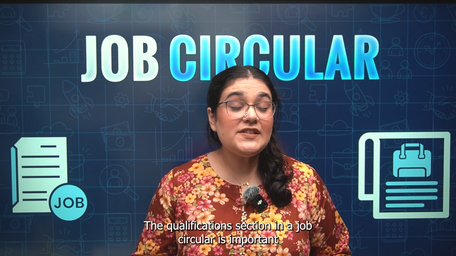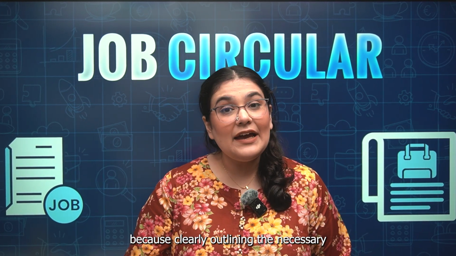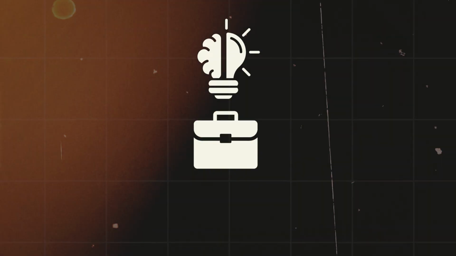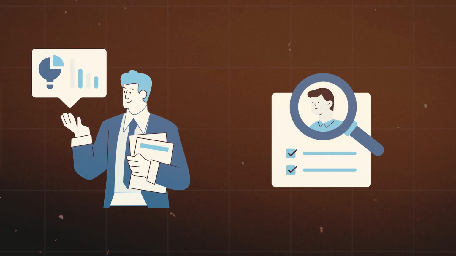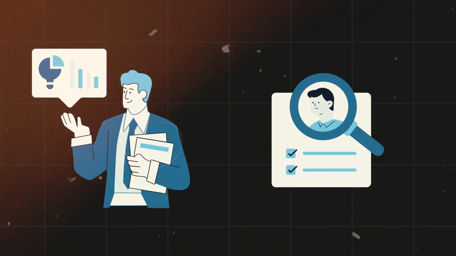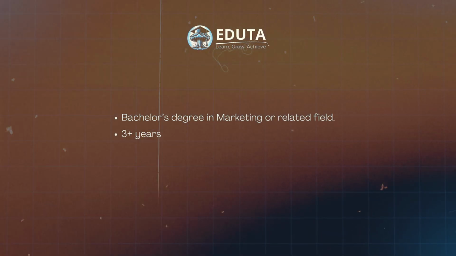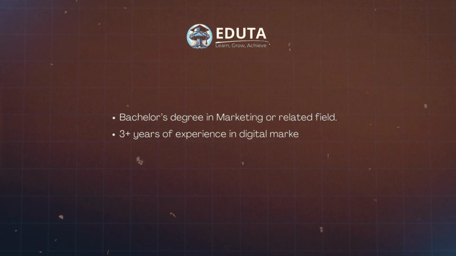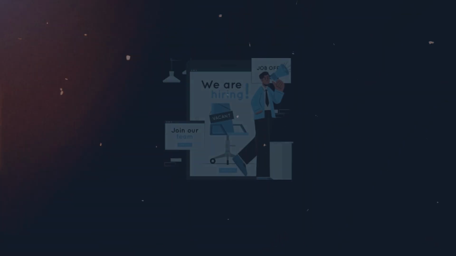The qualifications section in a job circular is important because clearly outlining the necessary skills, experience, and education required for the role helps attract candidates who are genuinely qualified. Bachelor's degree in marketing or related field. 3+ years of experience in digital marketing. Proficiency in SEO, SEM, and Google Analytics.